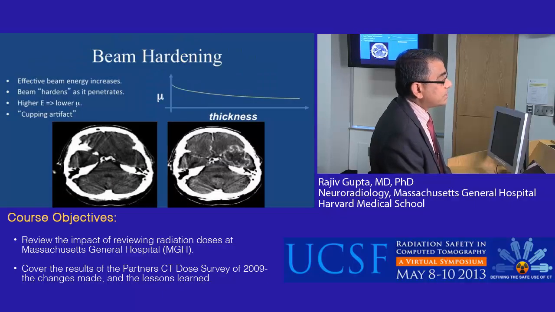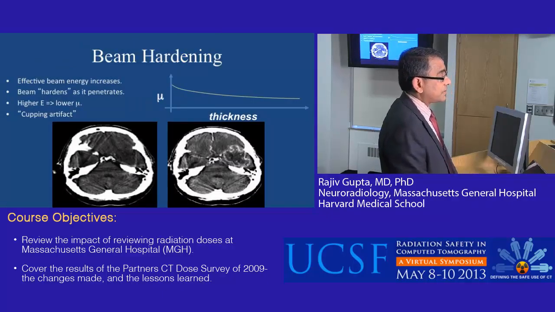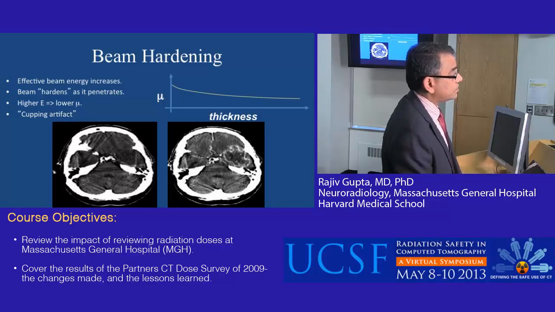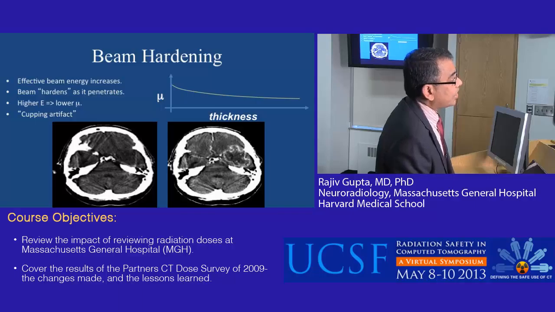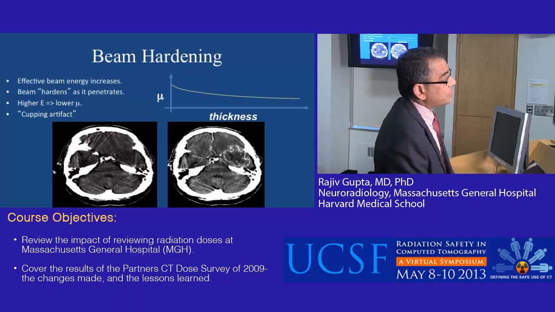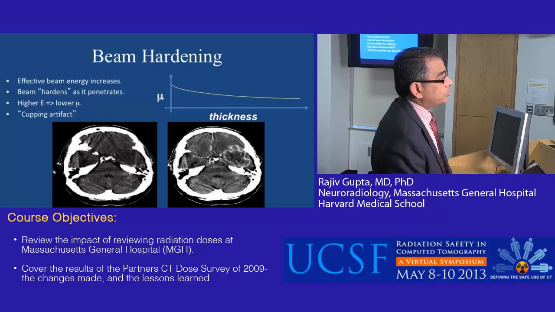Here's another case where there are a lot of beam hardening artifacts within the posterior fossa. In fact, it's not clear from the scan if there is an abnormality or not. However, when contrast is given, you can see there's a large rim enhancing lesion within the posterior fossa. So we need an artifact-free posterior fossa.